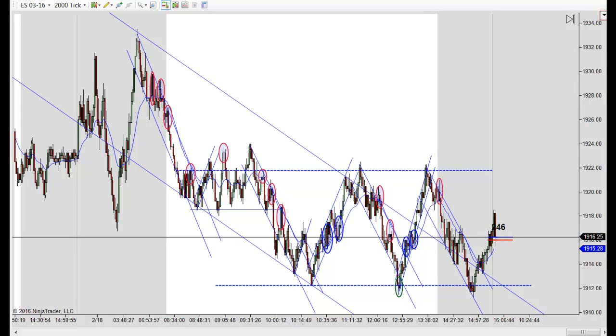This will be our chart lesson for the day. And this will be our last one for the week. I probably won't do one tomorrow on Friday.